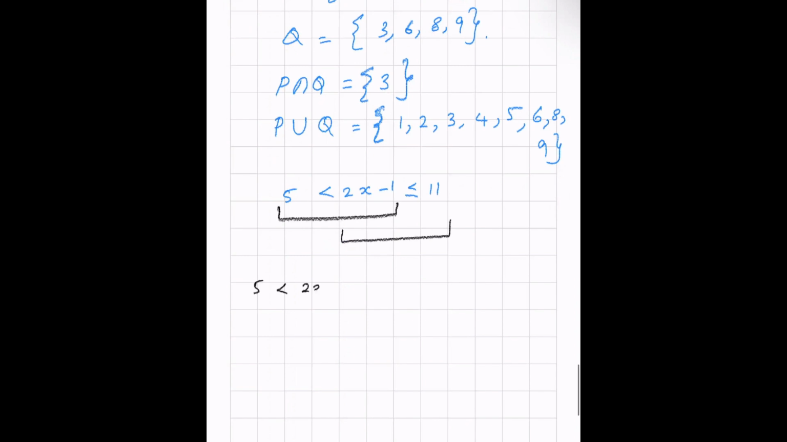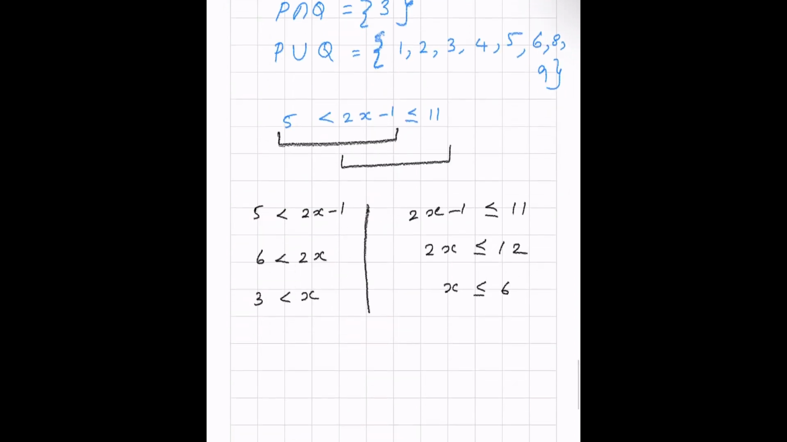5 less than 2x minus 1. So 6 less than 2x, divide by 2, I get 3 less than x. This is my left hand side. Now right hand side, it is 2x minus 1 less than or equal to 11. 2x is less than or equal to 11 plus 1, that is 12. So x would be less than or equal to 6.